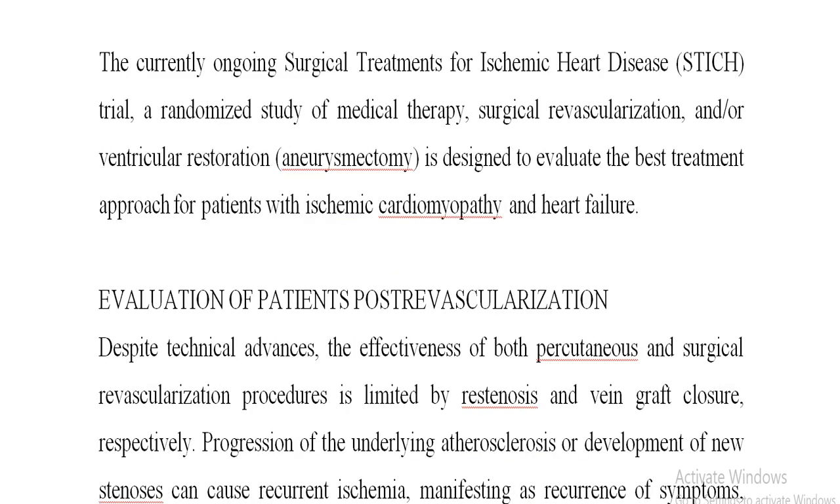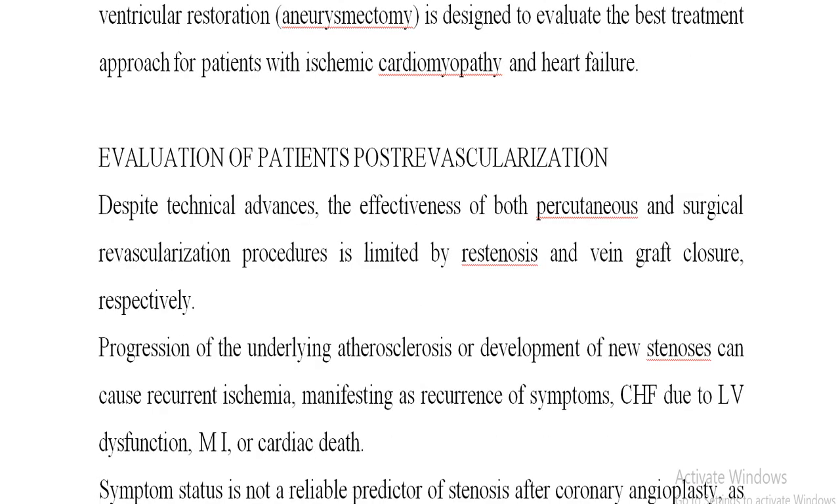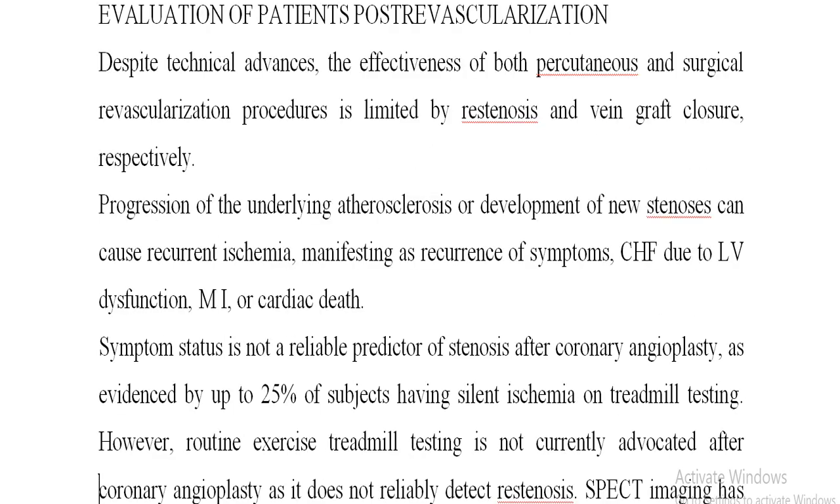Evaluation of patients post-revascularization. Despite technical advances, the effectiveness of both percutaneous and surgical revascularization procedures is limited by restenosis and vein graft closure, respectively. Progression of the underlying atherosclerosis or development of new stenoses can cause recurrent ischemia, manifesting as recurrence of symptoms, CHF due to LV dysfunction, MI, or cardiac death. Symptom status is not a reliable predictor of stenosis after coronary angioplasty, as evidenced by up to 25% of subjects having silent ischemia on treadmill testing.